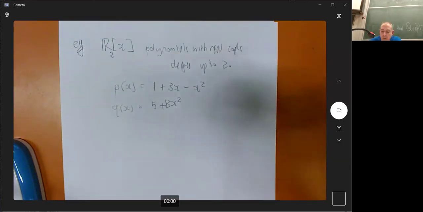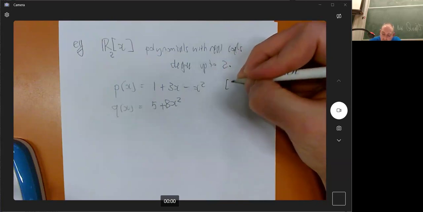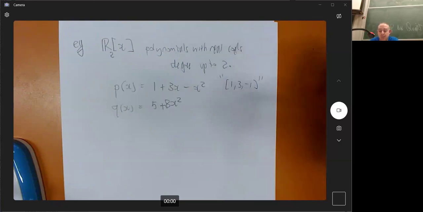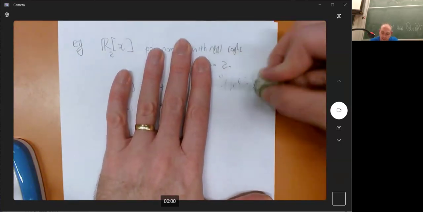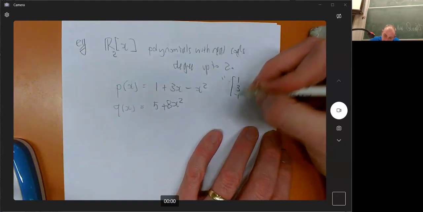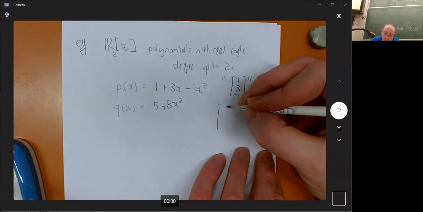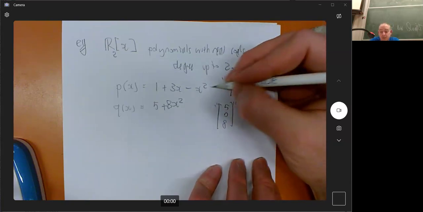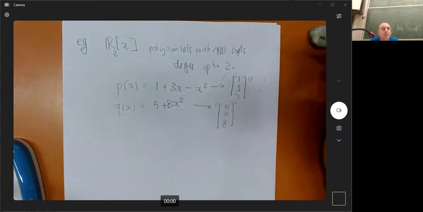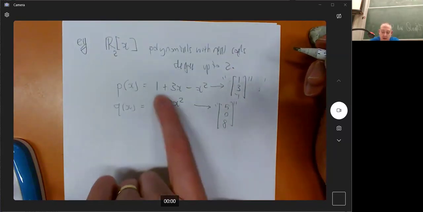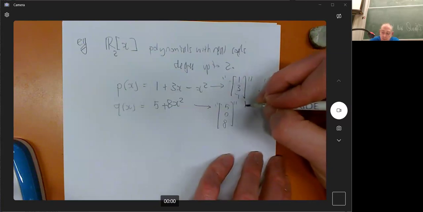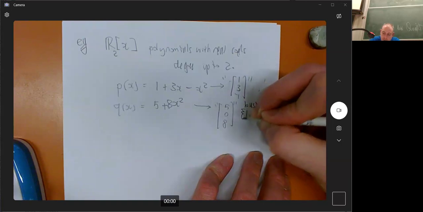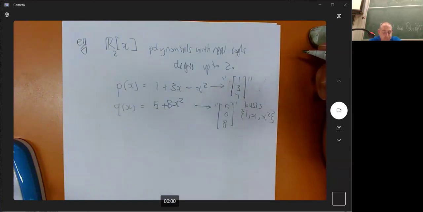You could imagine this as 1, 3, -1 if you wanted to use coordinates. And this one would be 5, 0, 8, if you wanted. Just bear with it. That's using a basis of 1, x, and x squared. But you can use other bases.